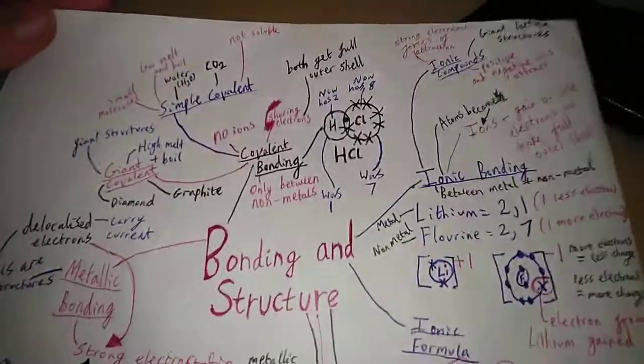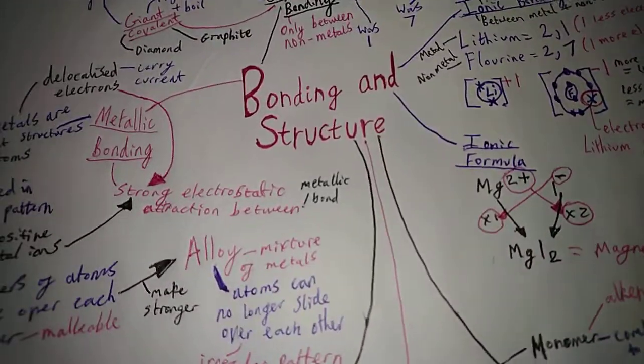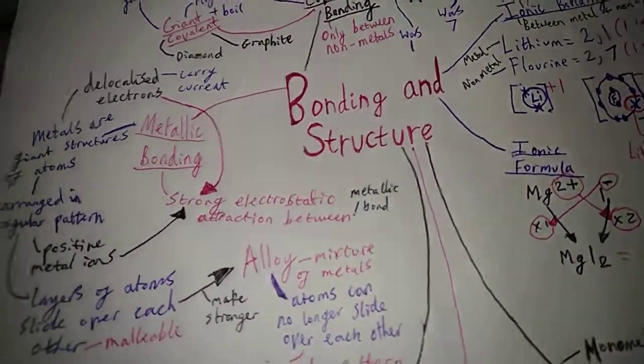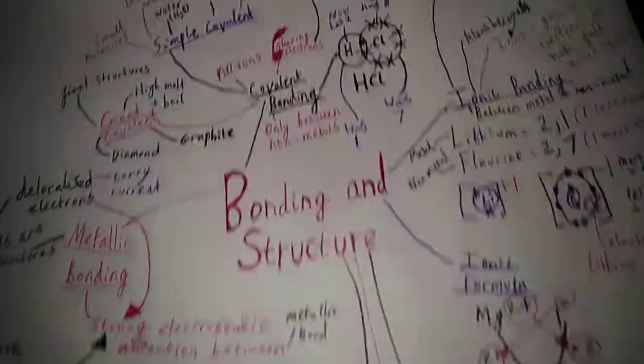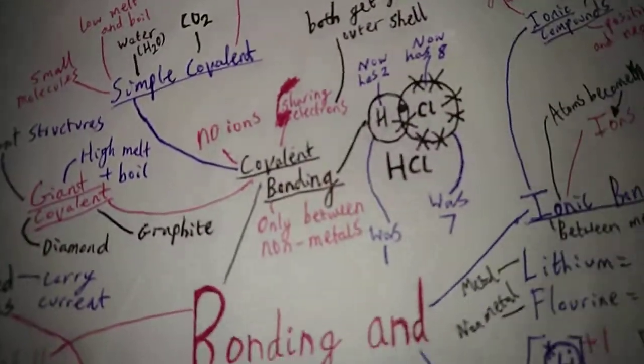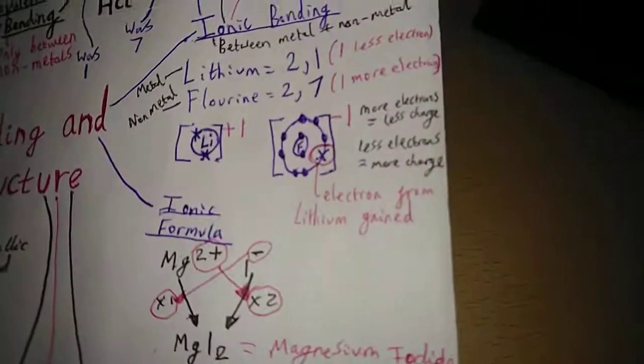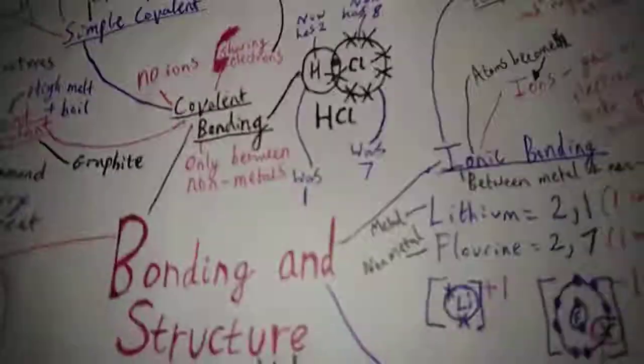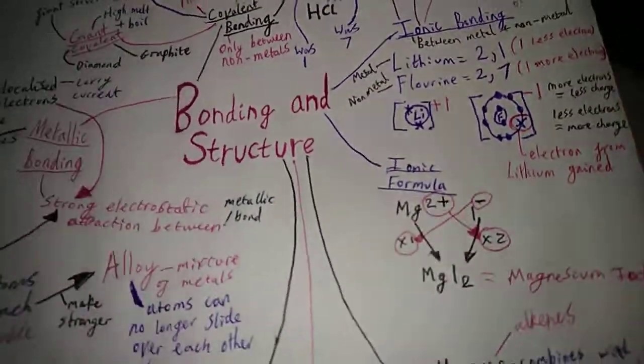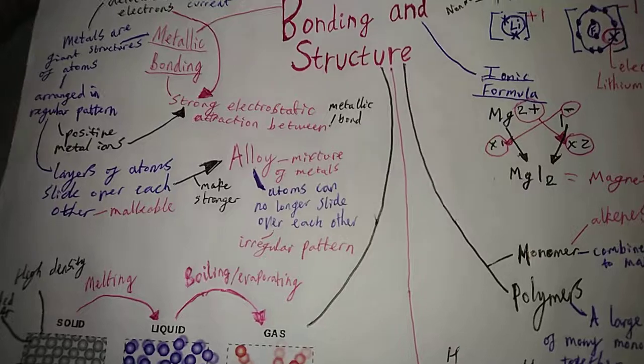So that's bonding and structure. Simple, ionic, metallic. The thing I always forget is that metallic is with metals, obviously. Covalent is only between non-metals, and ionic is between a metal and a non-metal. I sometimes get mixed up between these, so I just wanted to clarify that. That was bonding and structure.